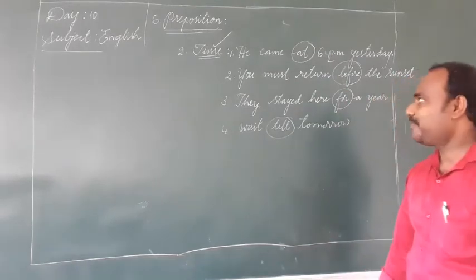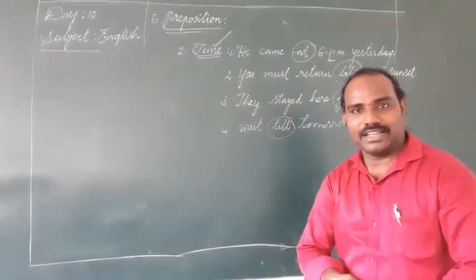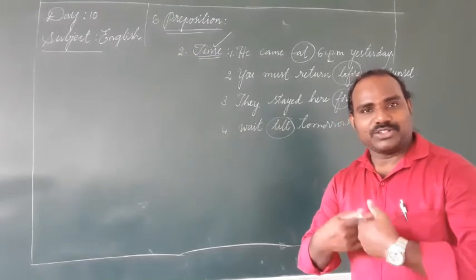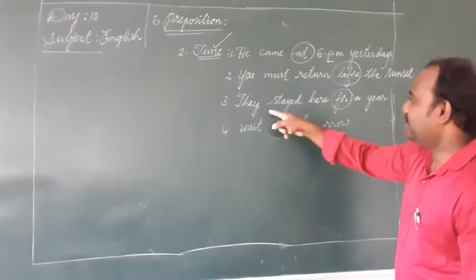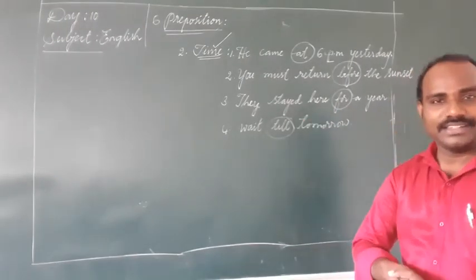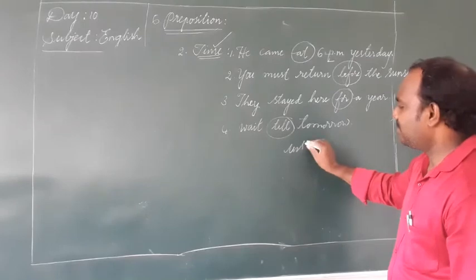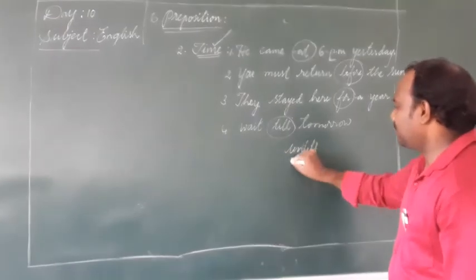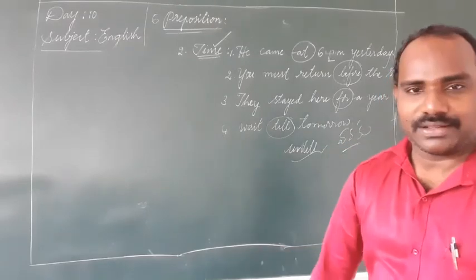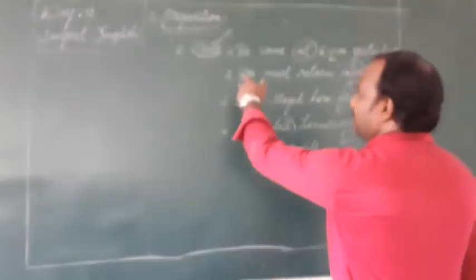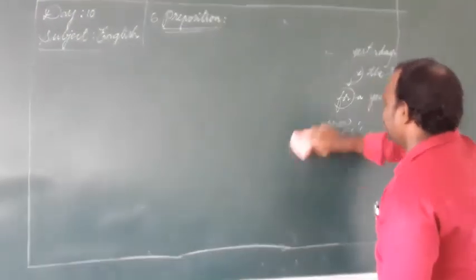When did he come here? You must return before the sunset. You must be here before the sunset. That means you may be troubled if you do not come before the sunset. Here, the word before shows time. And they stayed here for a year. How long did they stay here? That means for a year. And wait till tomorrow. Until, that means tomorrow. So these prepositions show the time of action. That's why they can be called prepositions of time.